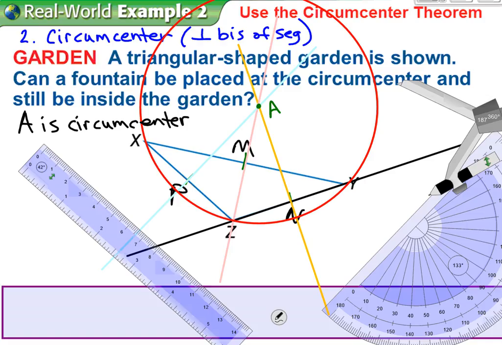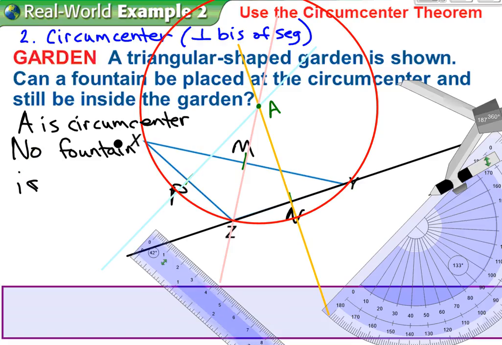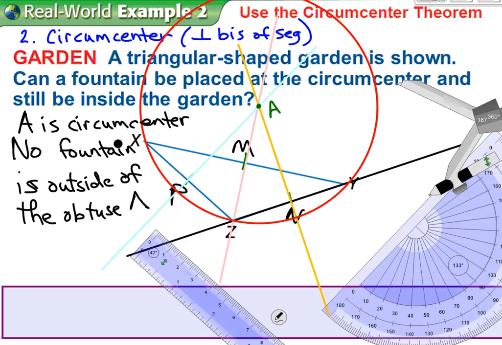And the question on our notes here, not on your handout, says a triangular shaped garden is shown. Can a fountain be placed at the circumcenter and still be inside the garden? And the answer to that is no. The fountain is outside of the obtuse triangle. It's because that triangle is obtuse that it's outside.